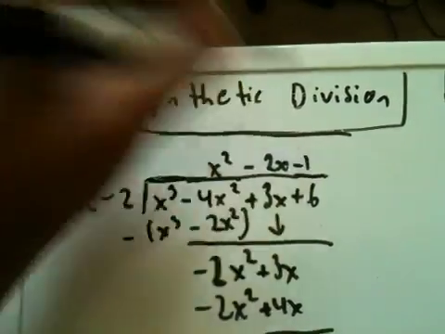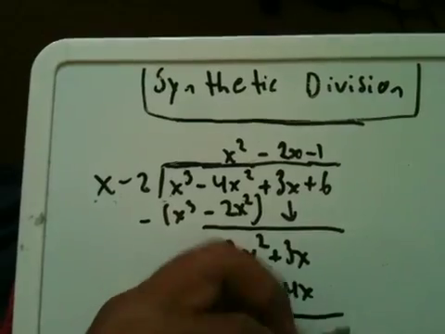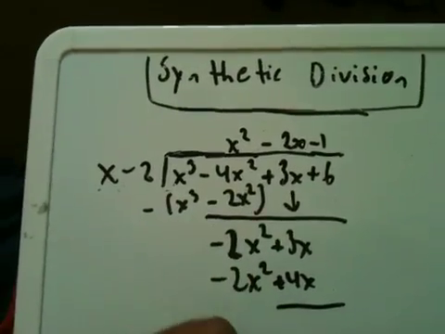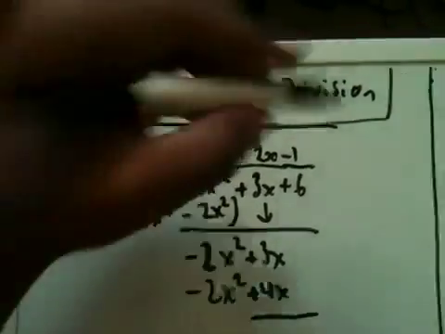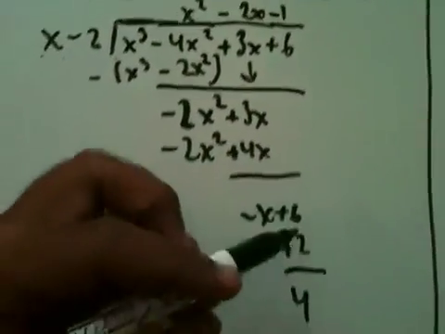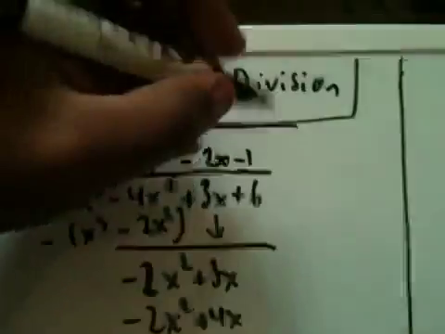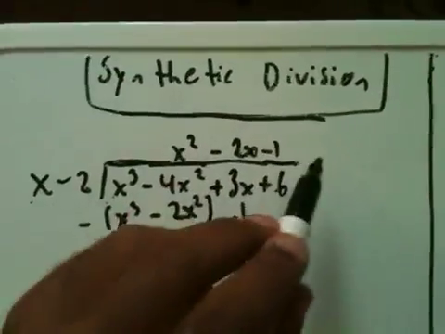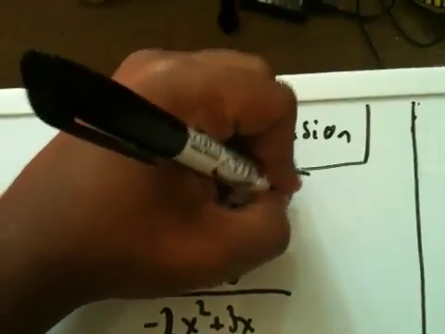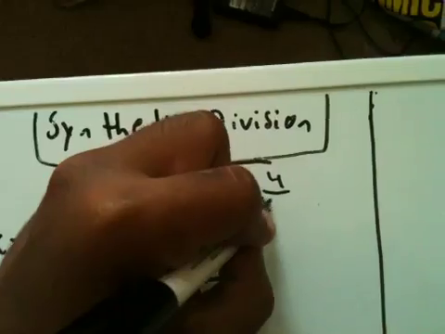That's going to be minus 1, minus x plus 2, 4. And so this would be our quotient, and this would be our remainder, this 4. And so to write that as a fraction, we would put all this plus 4 over x minus 2.